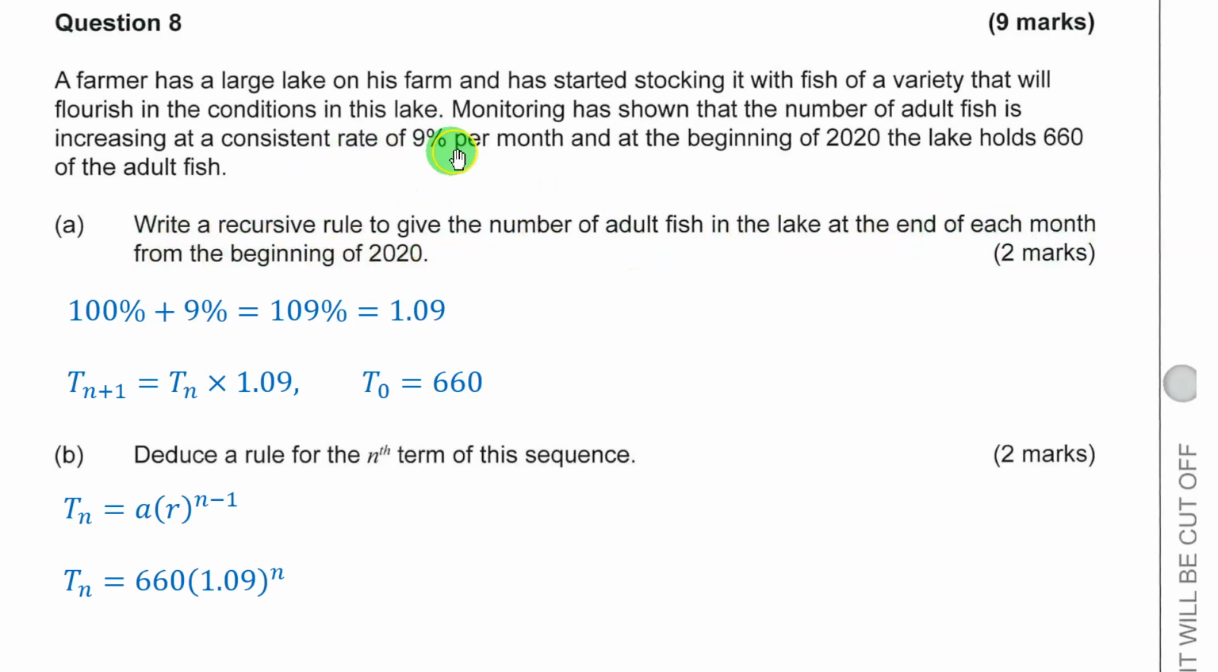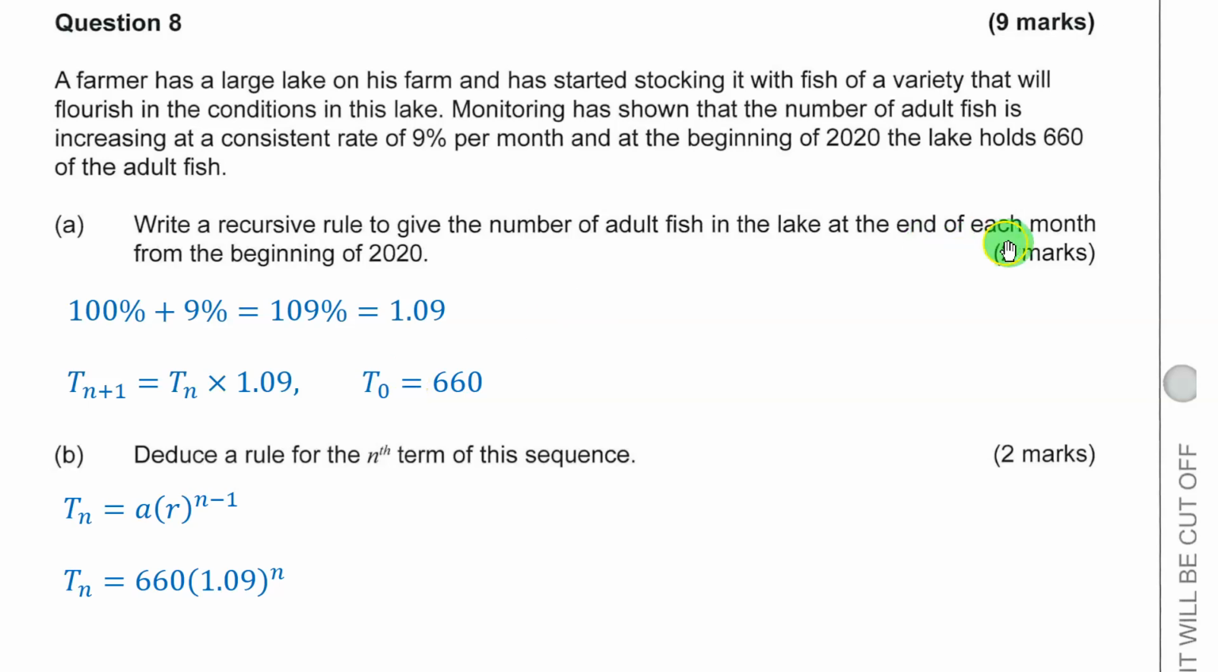So the multiplier here is it's increasing by 9%. Add it to 100, we've got 109, divide by 100, and we've got 1.09. So there's our multiplier, and then the recursive rule would simply be that the next one is the one before, Tn times 1.09 to give us that 9% increase.